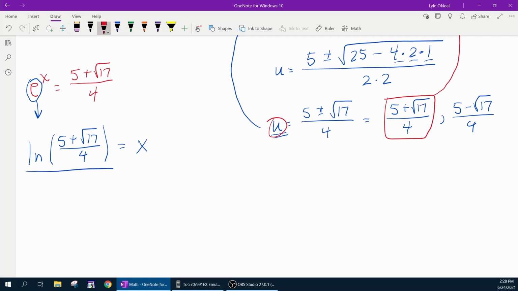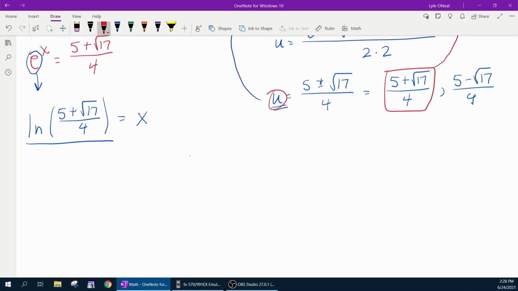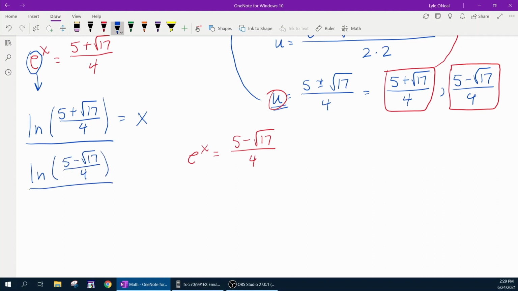And we're going to do the same thing, but we're going to say e to the x is the other answer we got for u, which is 5 minus square root of 17 over 4. And again, if we bring the base down, switch the other two around, we're going to get the same answer, but with a minus. So x equals both of these answers, and remember, these are exact. These are the exact values.